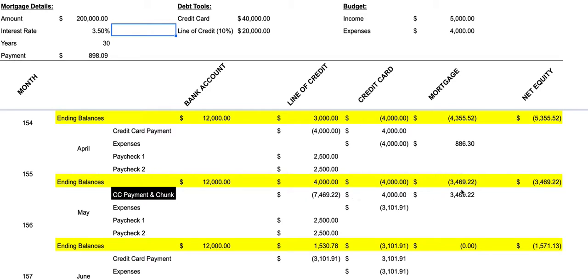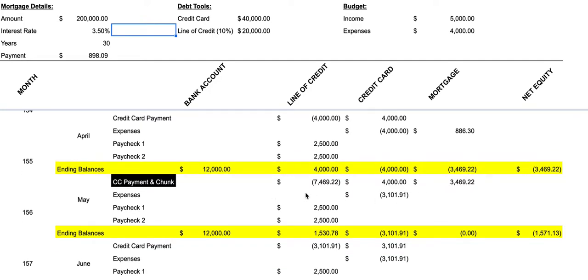And so now, since your line of credit is built back up to 4,000 again, and now your mortgage is only negative $3,469, you don't even have to use the entire part of the chunk, right? You don't have to use the entire 4,000 for the chunk. You're just going to use the negative 3,469. So we got negative 7,469 here. 4,000 comes from the credit card payment, right, for the expenses from the prior month, and then negative 3,469 comes from the mortgage to pay off the remainder of the mortgage, right?